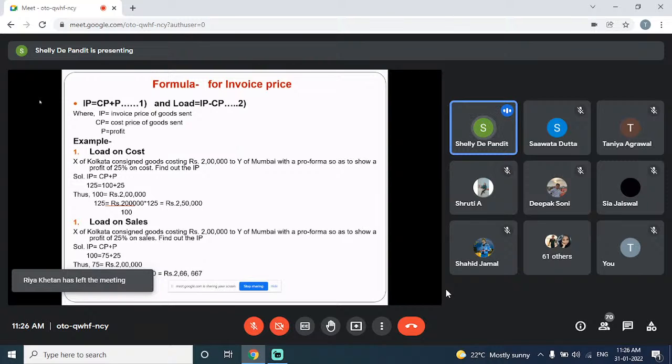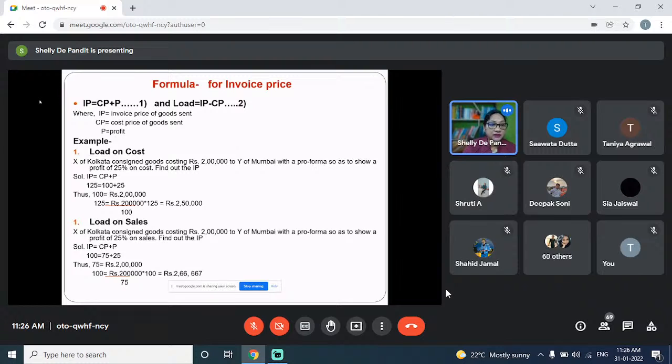Now, just apply the unitary method. That 2 lakh is what? That 2 lakh is my cost. Just before 2 lakh, what is written? Costing. So your cost is now 75. So 75 is equal to 2 lakh. That means once again, use the unitary method to get the value of your IP. So your IP becomes 2 lakh by 75 into 100, because 75 is the cost and 100 is your IP. It has been changed.